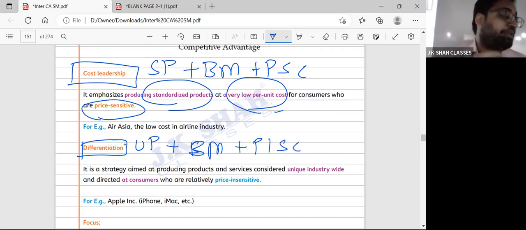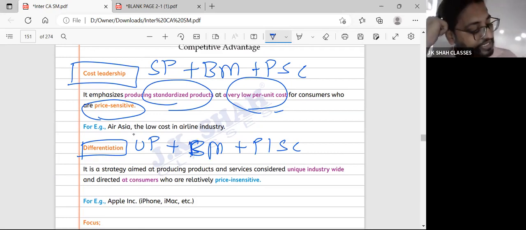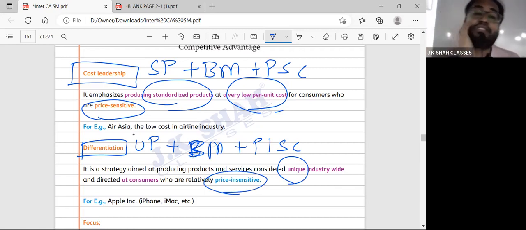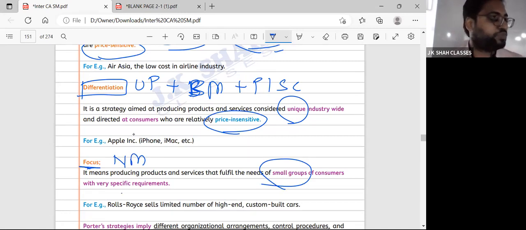What is UP plus BM plus PIC? Very good. It is unique product, broad market, price insensitive customer. Highlight this, please: unique and price insensitive. Focus will be narrow market, small group, specific.